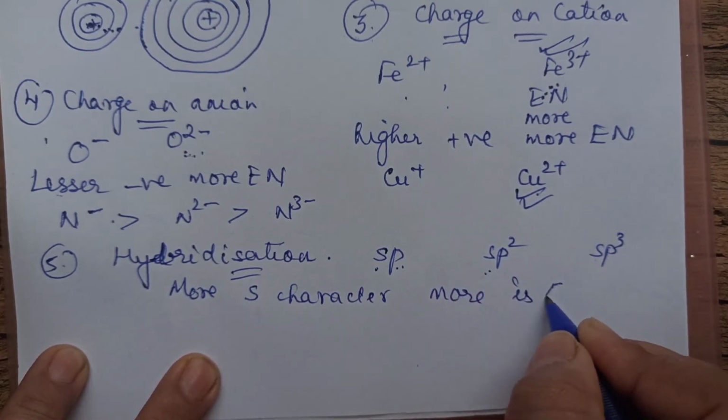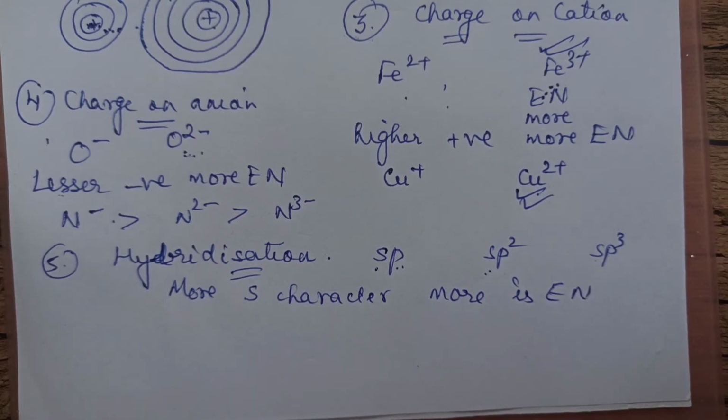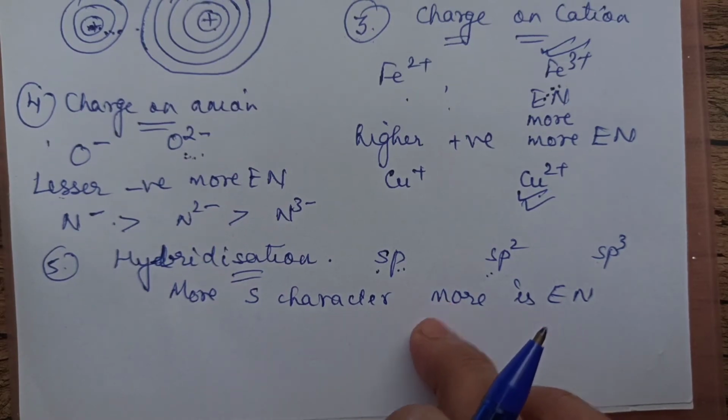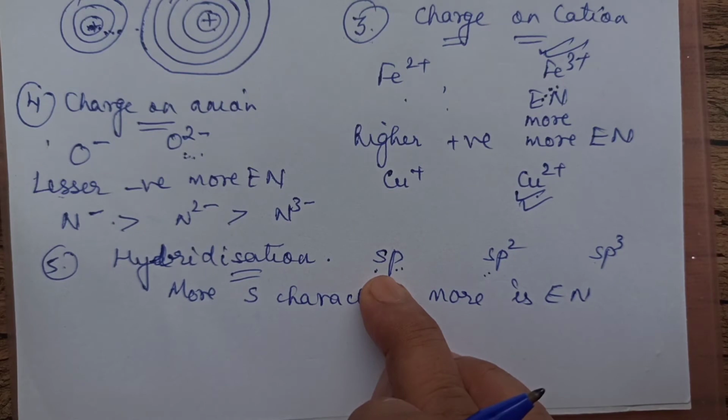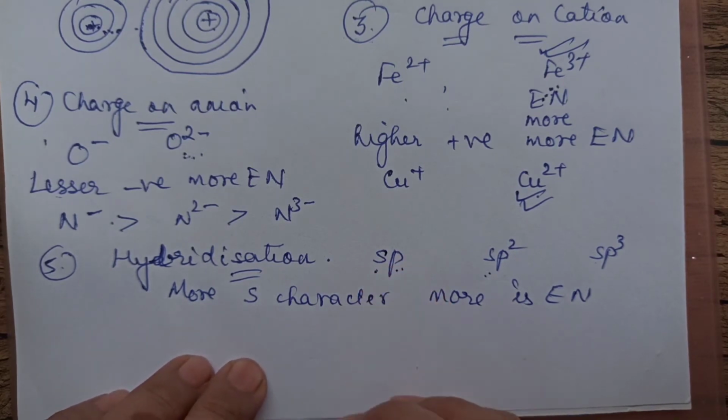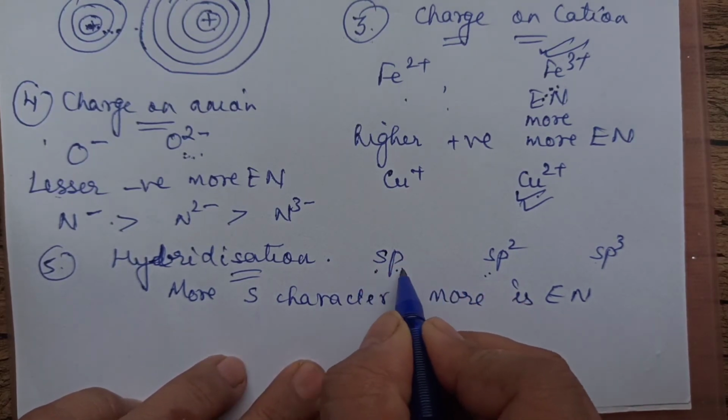is the electronegativity. Meaning you will have some examples where carbon itself may be having sp or sp2 or sp3 hybridization. In detail we will talk about this in organic chemistry, but as of now I can just mention this in your notes, that the more the s character, the more is the electronegativity, right? This you can just see for yourself.